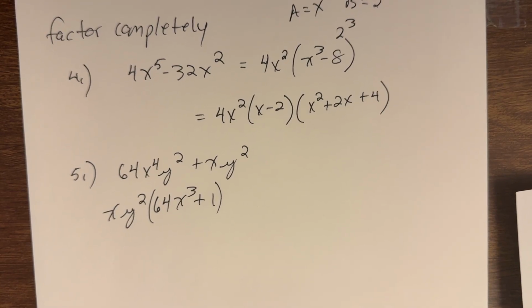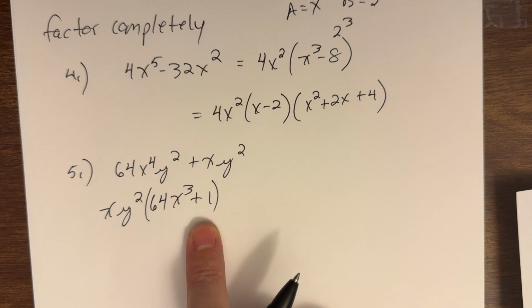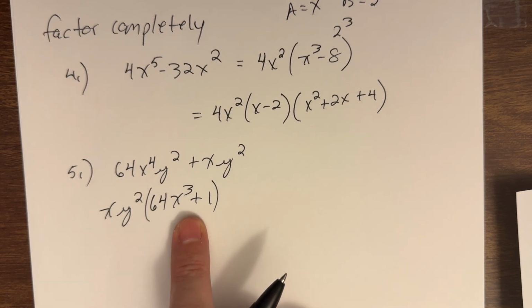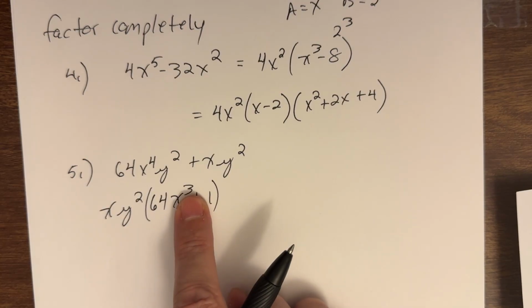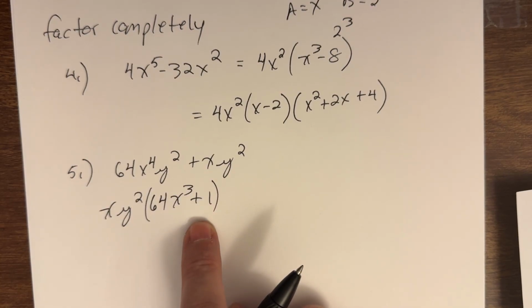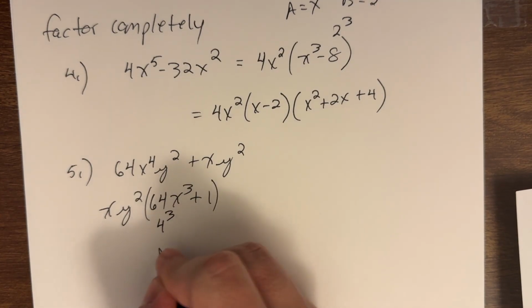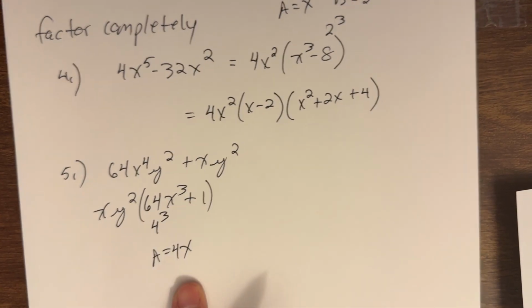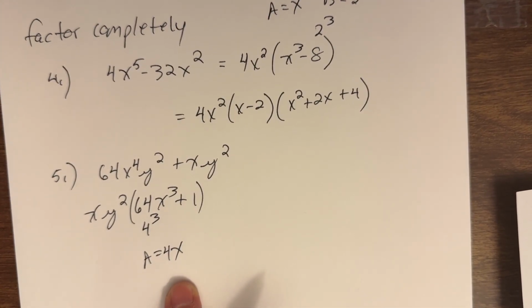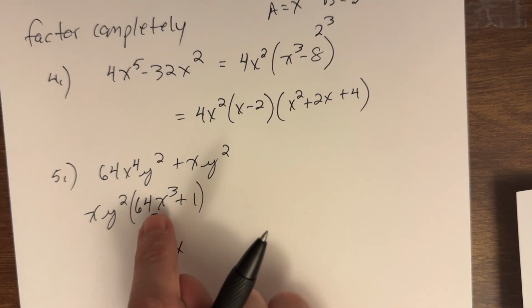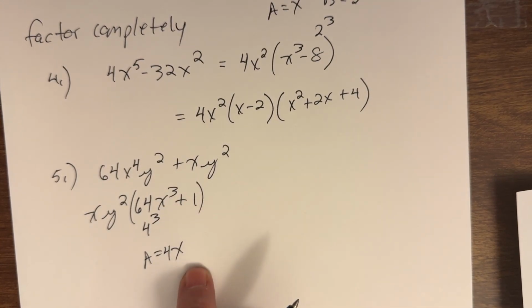So, where do we go from here? Feels good, but now I look at that binomial. The plus is still there, but I see the cube now. I'm thinking sum of cubes. 64 is 4 cubed, so I can look at A as a nice clean 4x, right? 4 cubed x cubed, so A cubed would just be the 4x.